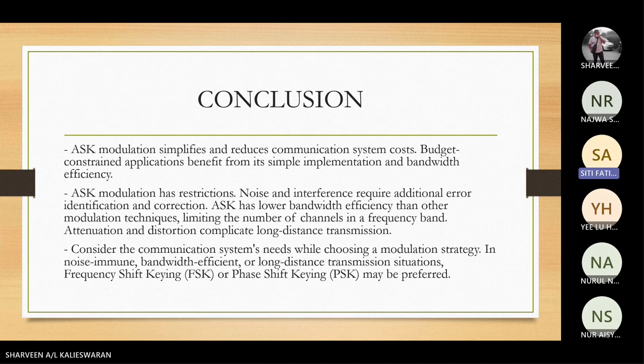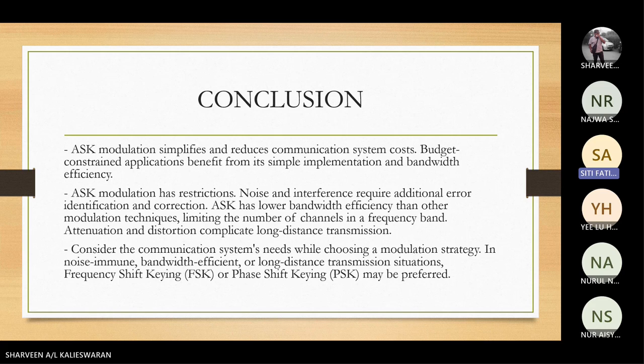B0821100573. I will continue with the conclusion. ASK modulation simplifies and reduces communication system costs. Budget-constrained applications benefit from its simple implementation and bandwidth efficiency. ASK modulation has restrictions: noise and interference require additional error identification and correction.